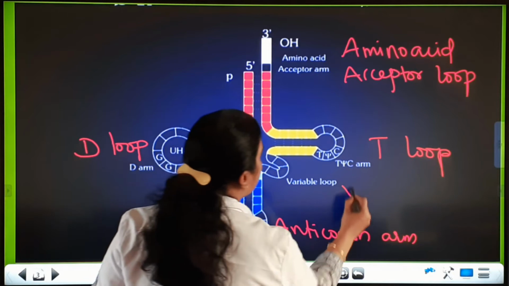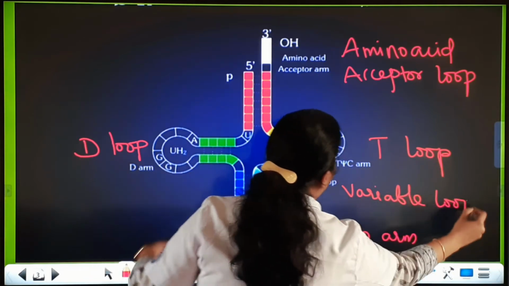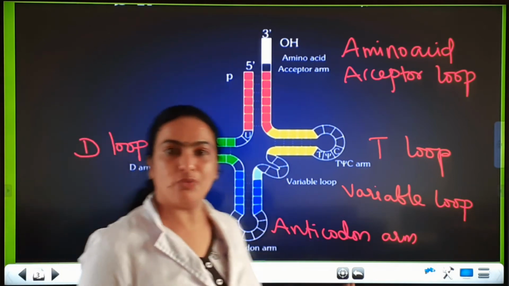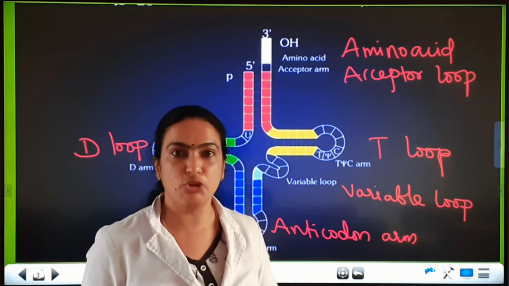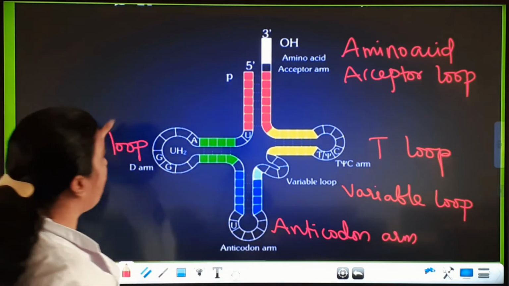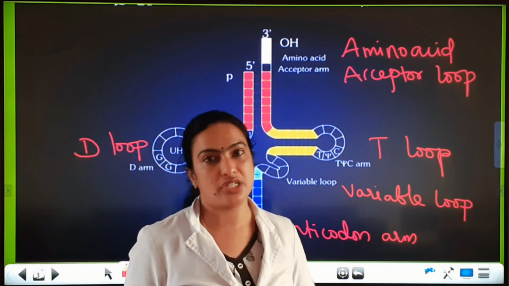This is the variable loop, and this loop is the vestigial part. It has no role here. So this is the vestigial loop, and all other 4 arms or loops have specific functions.